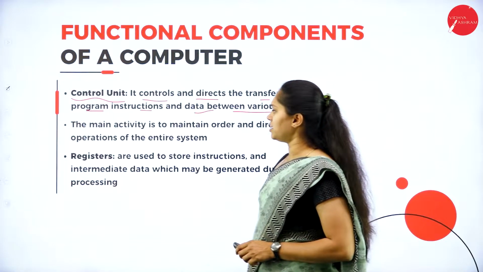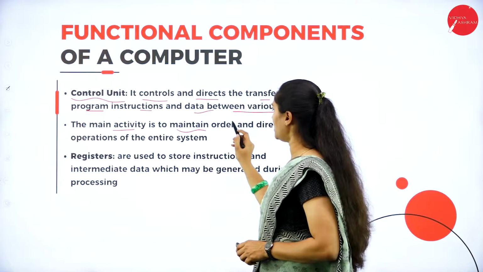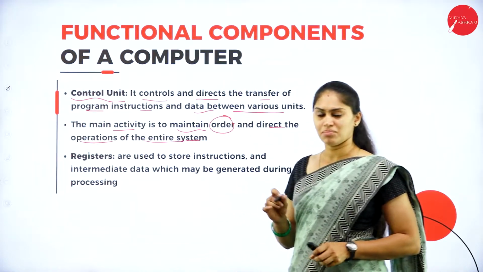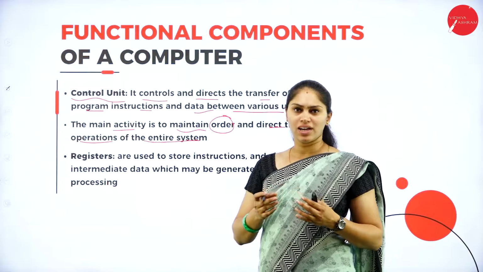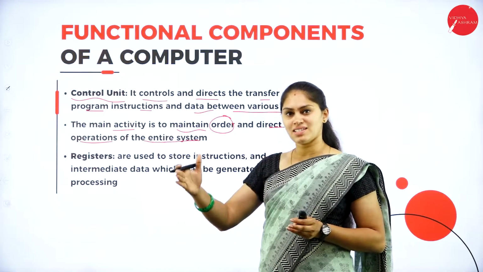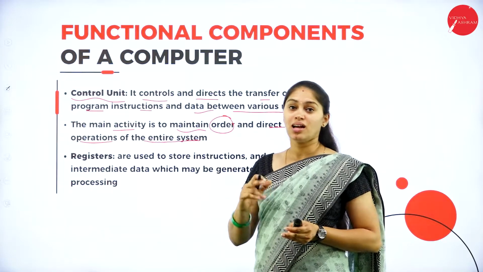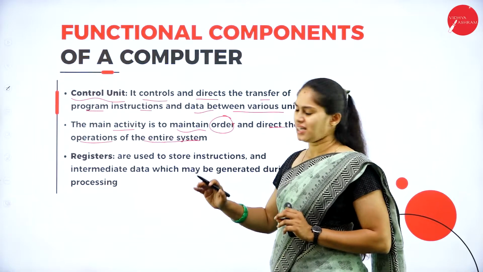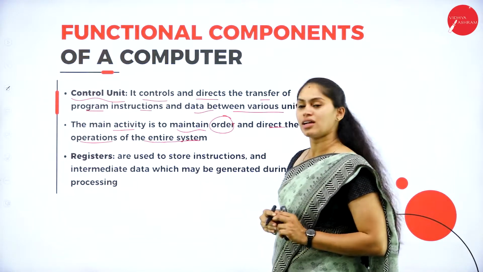Next, its main activity is to maintain order and direct the operations of the entire system. It controls and coordinates all the functionality. Along with that, it makes a sequence of which work has to be done based on priority. Everything is managed and maintained by this CU, or control unit.